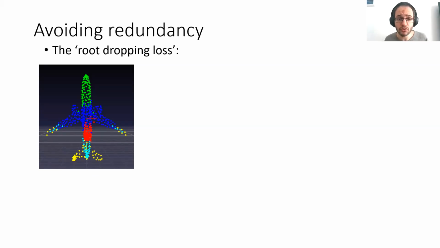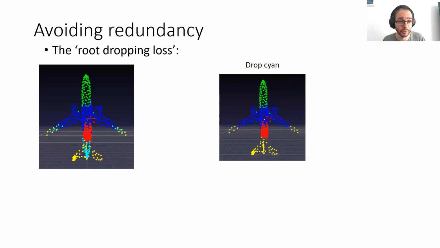And suppose we do have a redundancy where two clouds cover the same parts, for example, the cyan and the yellow parts of this airplane. Well, if we throw away all the redundant points, we still get something that looks like an airplane, right? And the discriminator will generally agree.